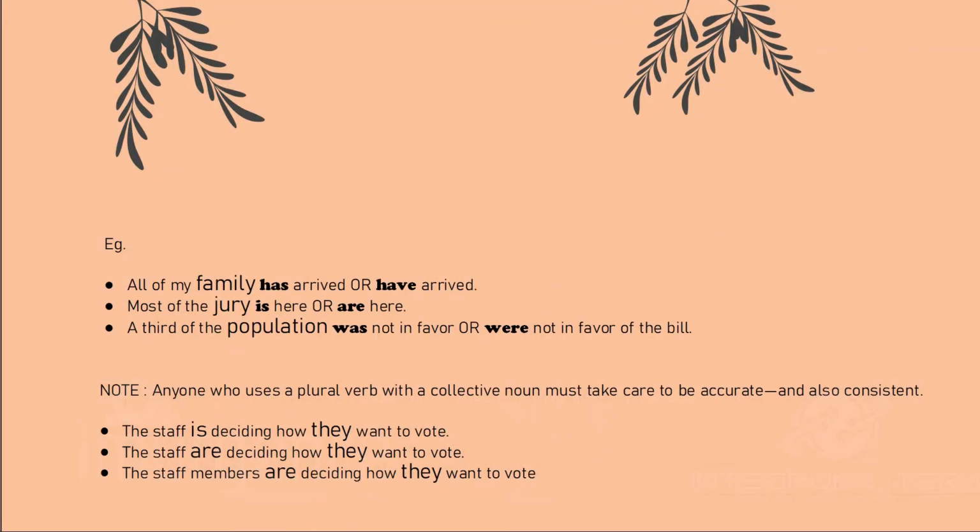All of my family have arrived or has arrived. Again, it depends on the intent. Most of the jury is here or are here. A third of the population was not in favor or were not in favor of the bill. So it's totally up to the writer how he wants to put that verb form in situations where we use these particular words as collective nouns.